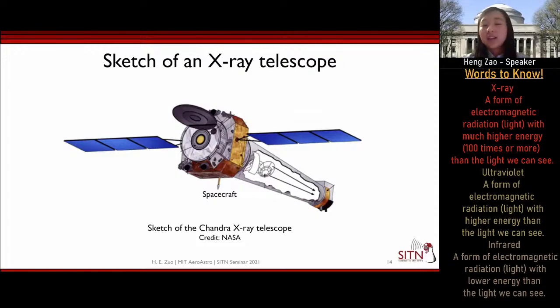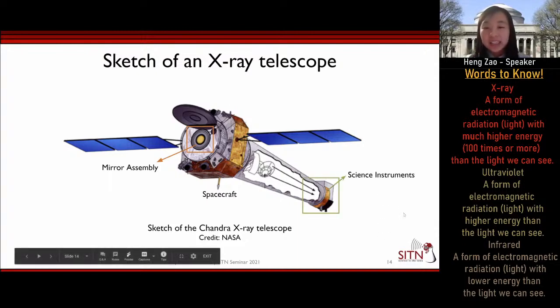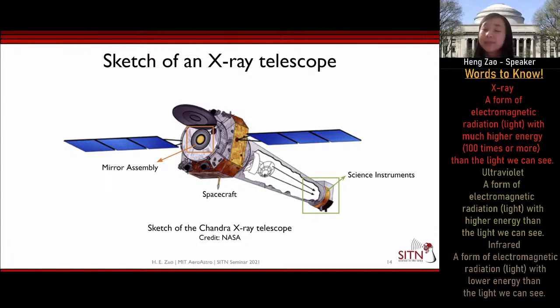The mirror is basically only the eye of a telescope. The whole thing is a spacecraft, and the mirror is only at the front of this spacecraft. At the end there are also the science instruments, basically the detector at the imaging plane, where it will detect and achieve images of the science characteristics that people are interested in, and talk back to the Earth while it's orbiting the Earth.